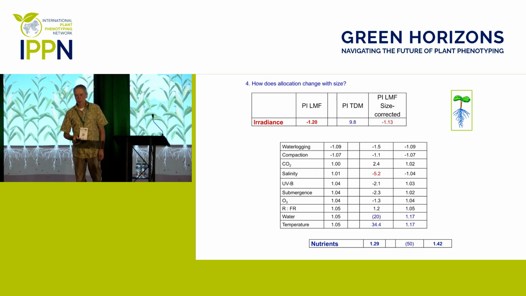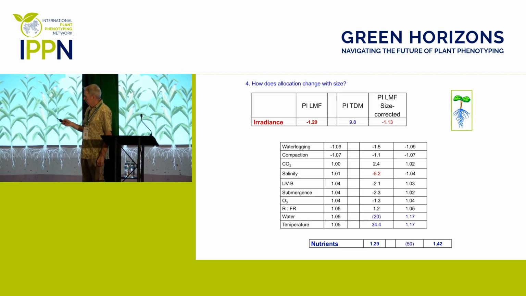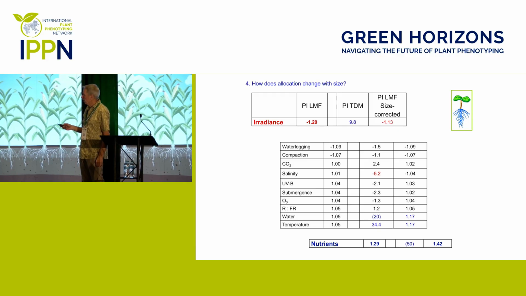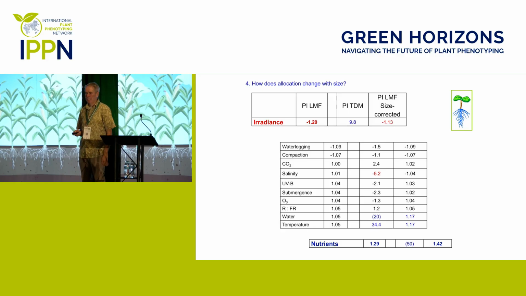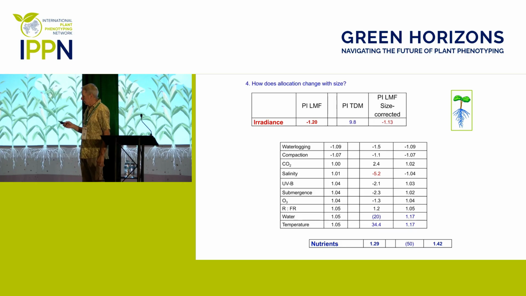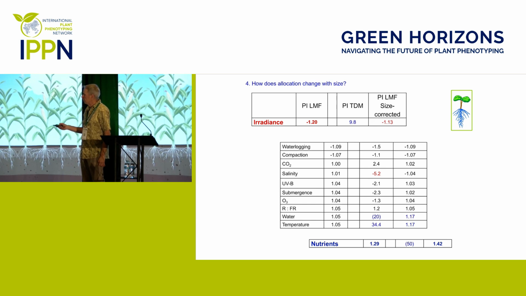Okay, so now we can go back to the data I showed you before about the effects of the different environmental factors on the leaf mass fraction. If the graph I showed you before is a general graph, as is valid also when we look at different acclimation patterns, then we could say, okay, the plasticity index for light was minus 1.2 for the leaf mass fraction.